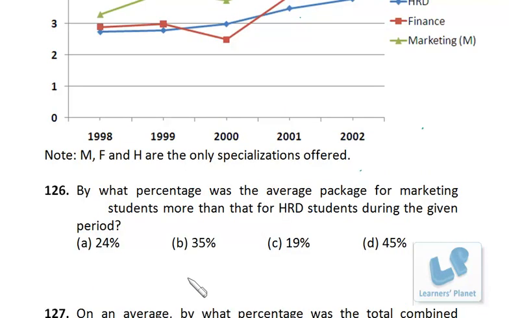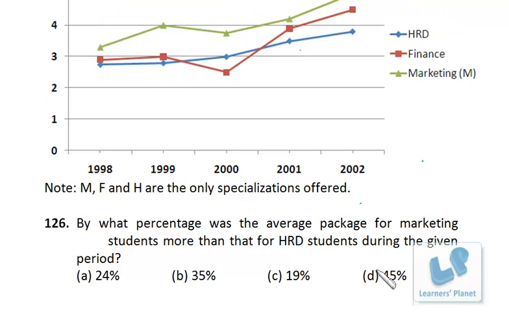Now, on the first question, by what percentage was the average package for marketing students more than that of HRD students during the given period? Okay, so marketing is this green line. See, we can just calculate the approximate package of this marketing stream of the students. So suppose I take 4 as the baseline, then this is slightly below 4, this is slightly more than 4, so this is cancelled, that's around 0.75 lower than 4, and this is around 1 more than 4, so approximately it is 4, right? So average package for marketing is 4.